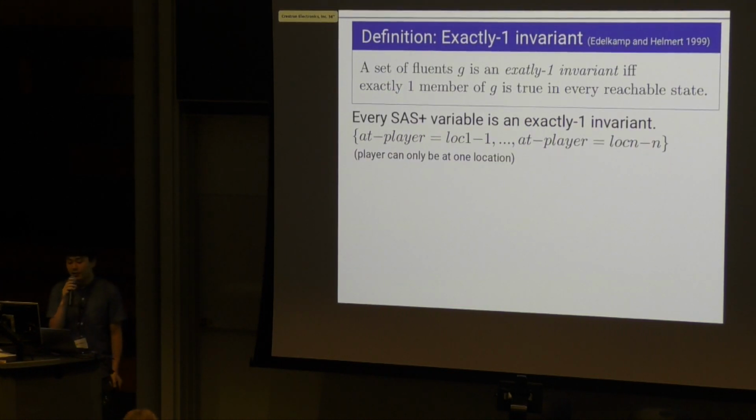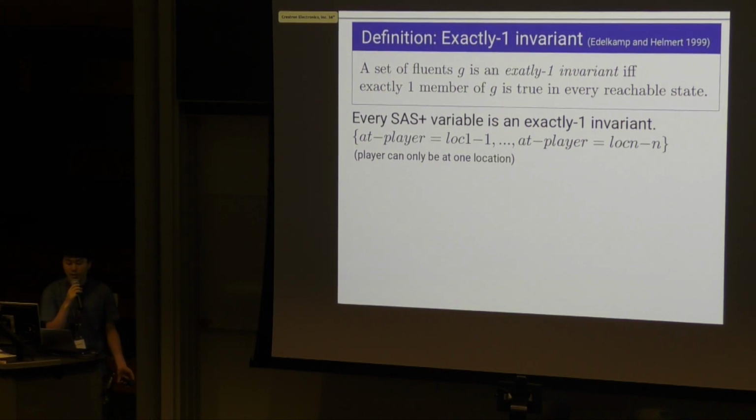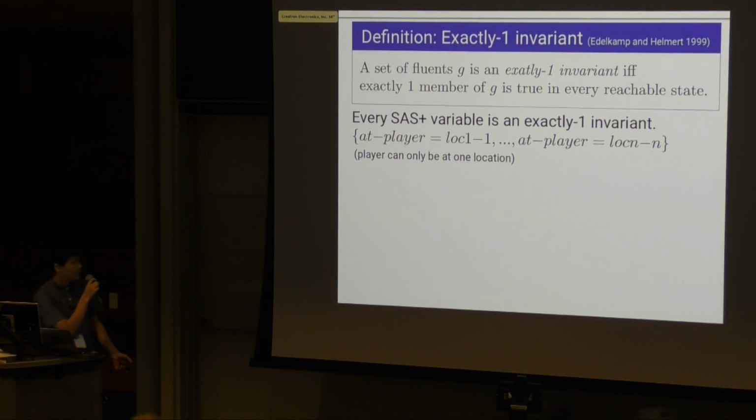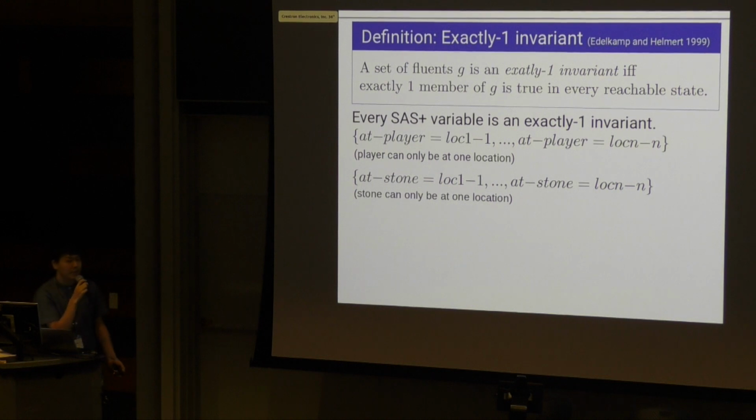We use the idea of exactly-one invariants to derive epsilon axioms. A set of fluents G is an exactly-one invariant if and only if exactly one member of G is true in every reachable state. Exactly-one invariants have been used in planning for many years. So for example, every SAS+ variable is an exactly-one invariant. The player variable captures the fact that the player can only be at one location, and likewise a stone can only be at one location at the same time, and the location can be clear or not.